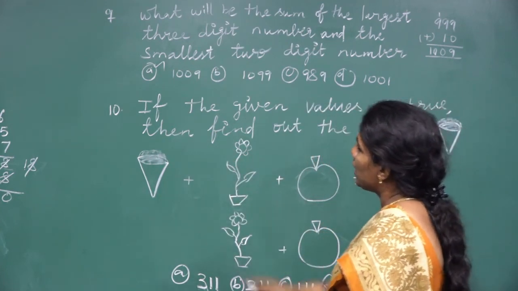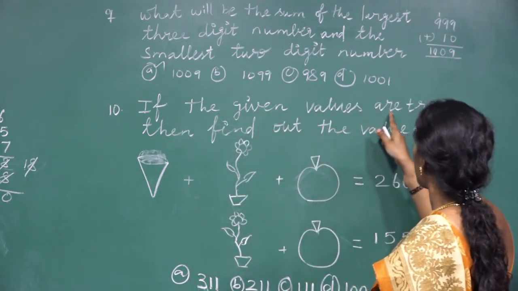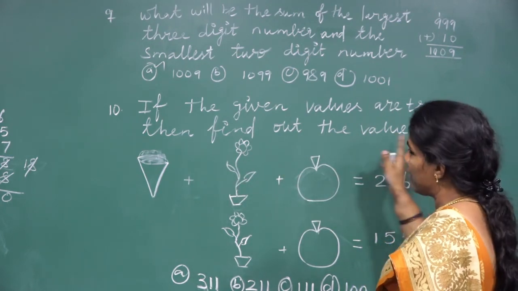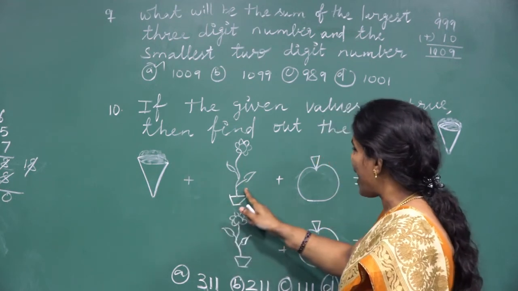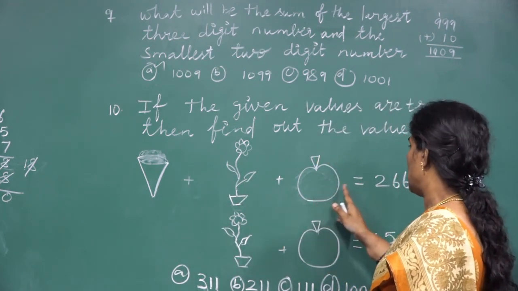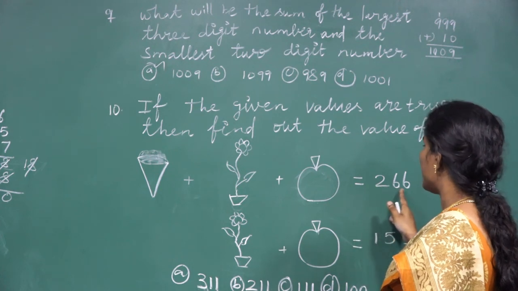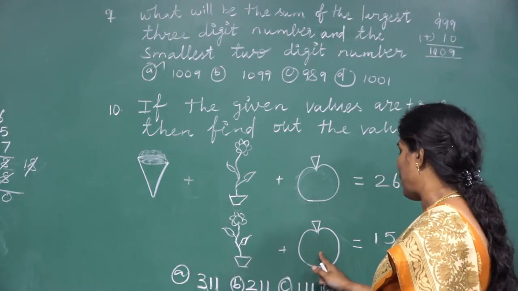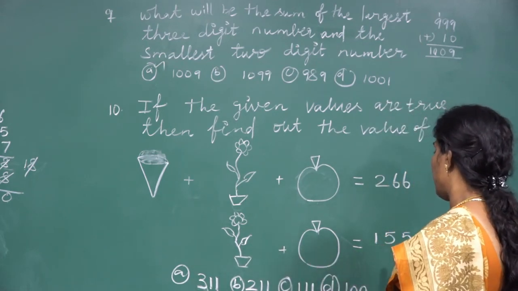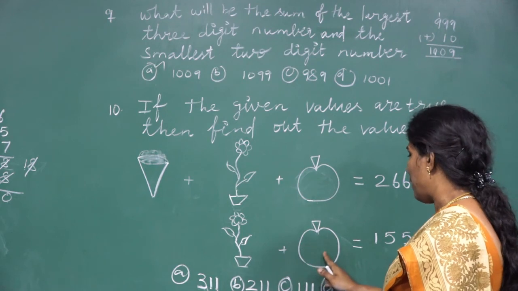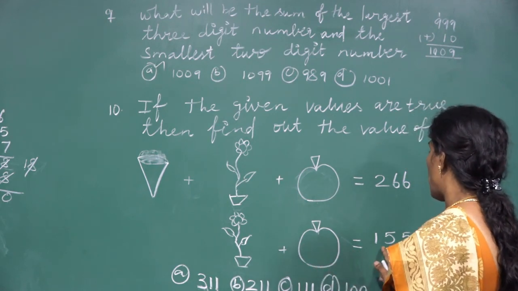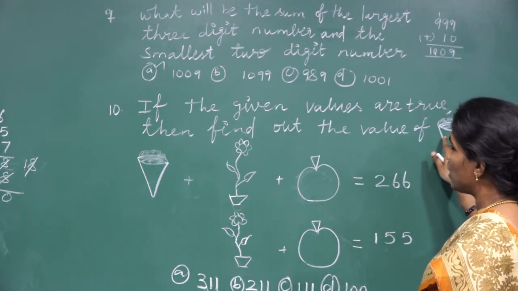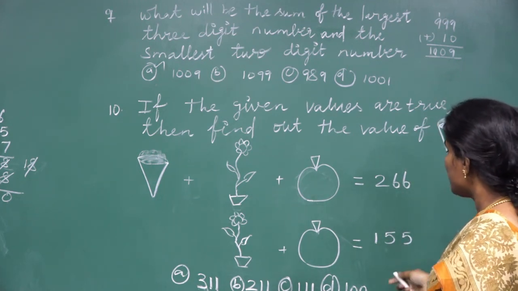See the 10th question. If the given values are true, then find out the value of ice cream. Here given ice cream plus plant plus apple, the total cost equals 266. See here, given plant and apple cost equals 155. Plant plus apple, the total cost equals 155. You find out the ice cream value only. You don't know the ice cream value, so you want to subtract.